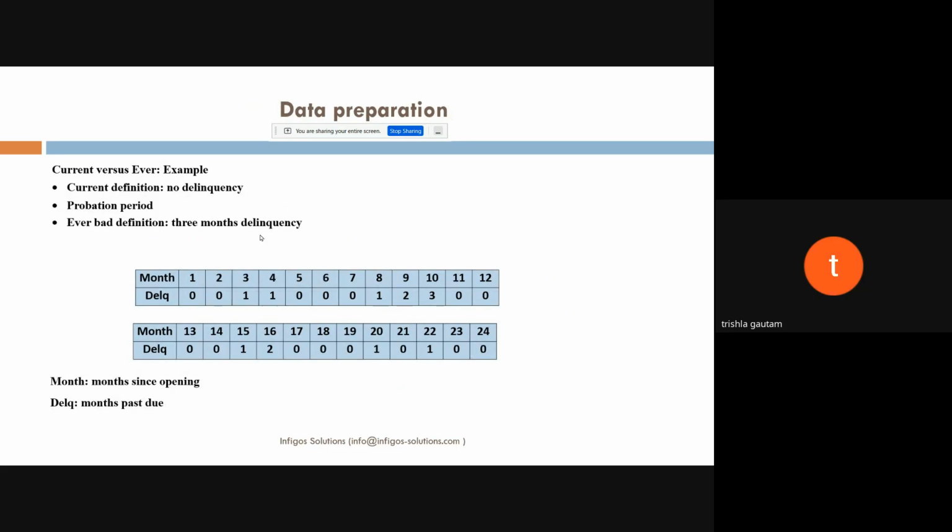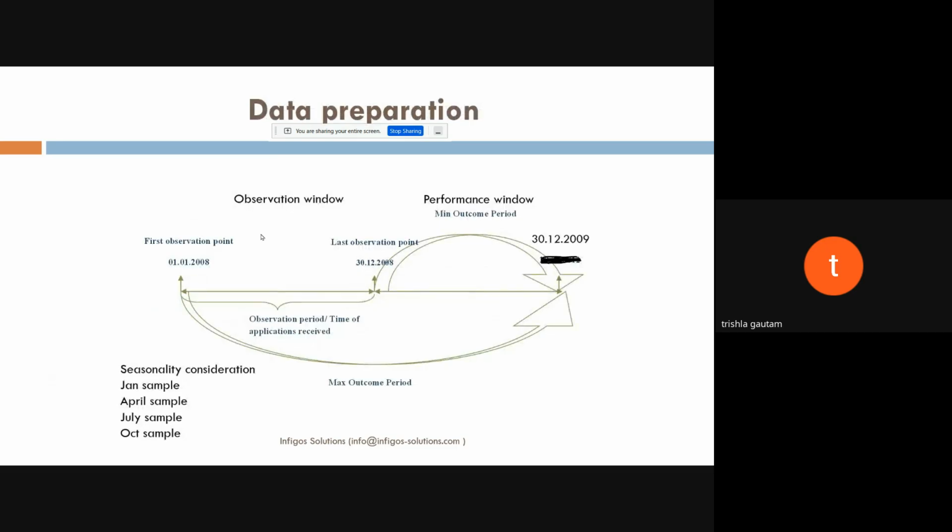Sir, I have a small confusion about the observation window and performance window, with respect to both scorecards, application and behavior. For behavior, I get it that we will observe the loan for some period of time, but for the application scorecard, how will the observation window and performance window be? Also, when there are two different kinds of data, panel data and cross-sectional data, in cross-sectional there would be no concept of performance window and observation window, right?